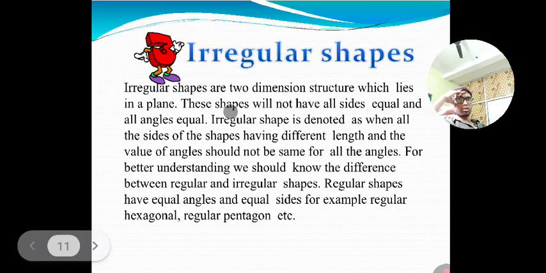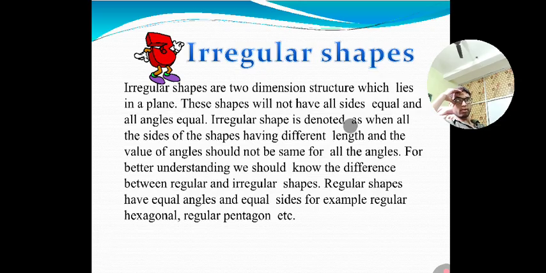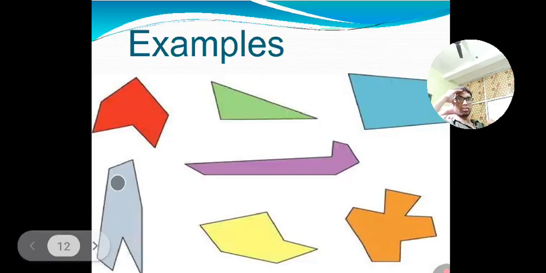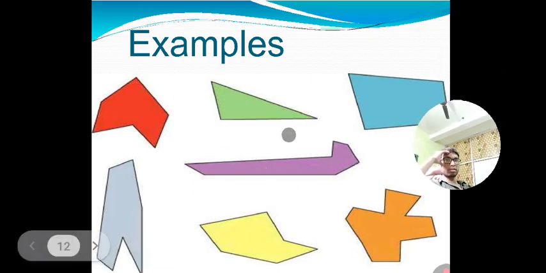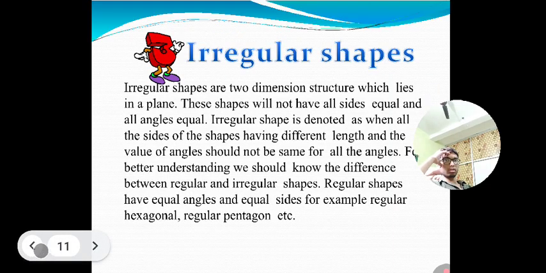Now, irregular shapes. Irregular shapes are two-dimensional structures that lie in a plane. These shapes do not have all sides equal and all angles equal. An irregular shape is one where the sides have different lengths. Here you can see the shapes are not equal. These are irregular shapes, as the sides are not equal.